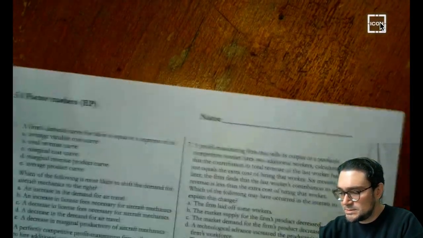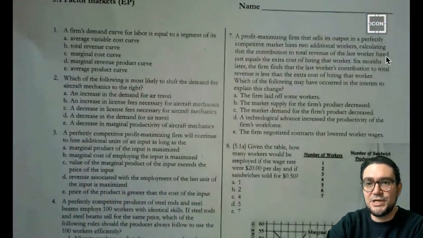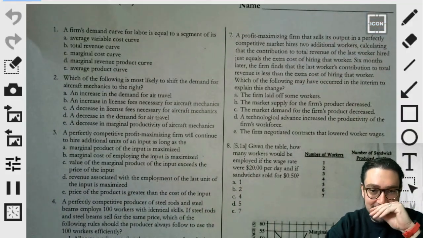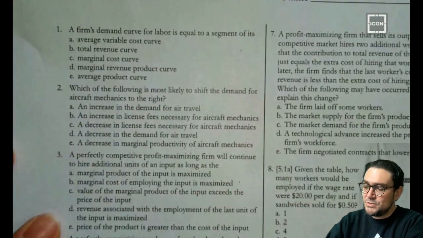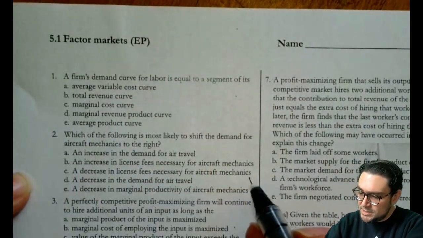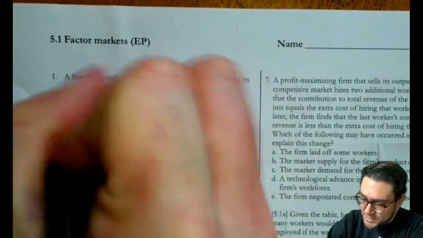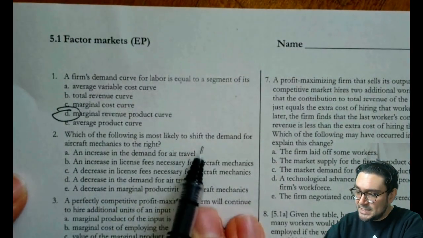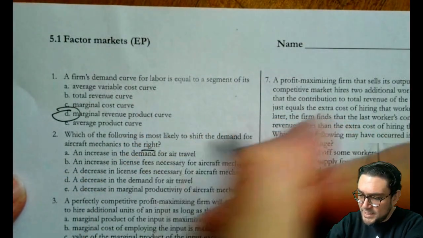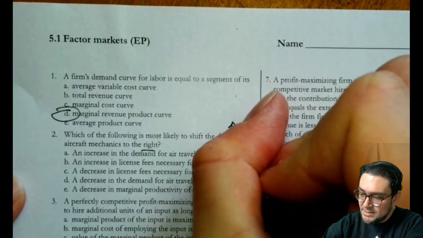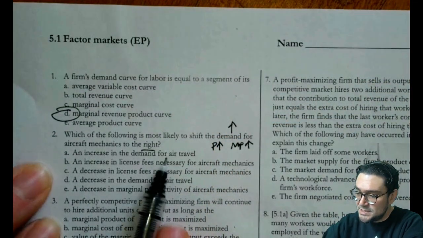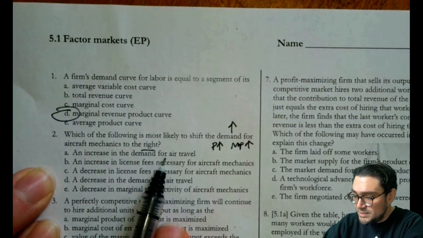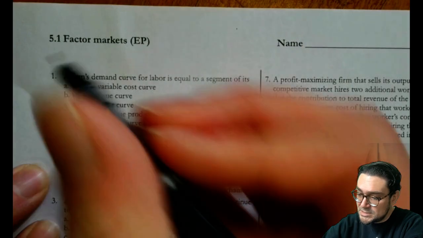Let's take a look at these multiple choice questions on factor markets. Question number 1, I'm going to zoom in just a shade because my eyes are getting too old for this. A firm's demand curve for labor is equal to its marginal revenue product. So I'm looking for that MRP curve. There it is, D. Which of the following is most likely to shift the demand for aircraft mechanics to the right? So that would be an increase in demand. It's either going to be the price going up or the marginal product going up. So an increase in the demand for air travel would lead to the value of their product rising. So I think it's going to be that one.